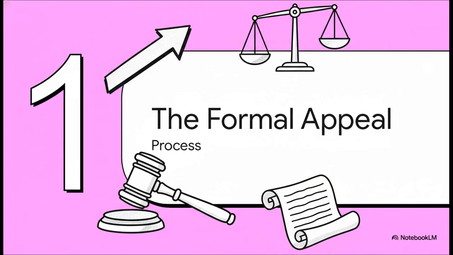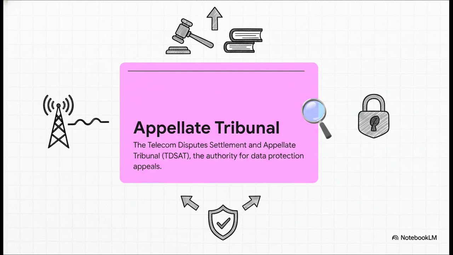All right, so the first and most structured path you can go down is what's called the formal appeal process. This is your official chance to get the board's decision looked at again, but by a higher authority. And who is this higher authority? Well, it's called the appellate tribunal. Now, instead of creating a whole new body from scratch, the law gives this job to an existing one, the Telecom Disputes Settlement and Appellate Tribunal, or TDSAT for short. They're the next level up.